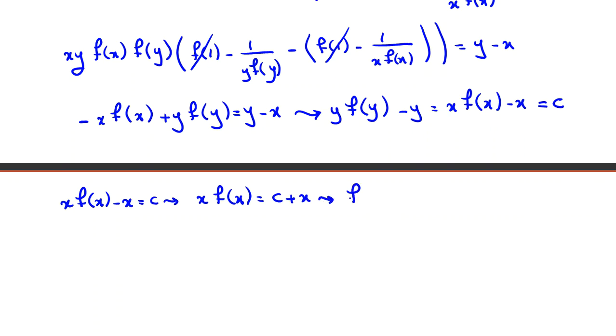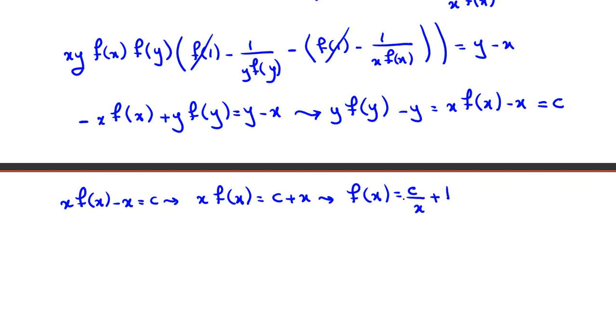And then we divide both sides by x because x is a positive real number. The problem says it is not 0. You can divide: c over x plus 1. Now we want to find c. If we find c, then the problem will be solved completely.